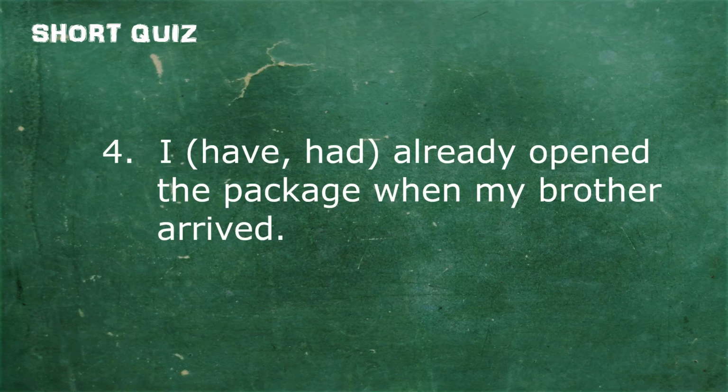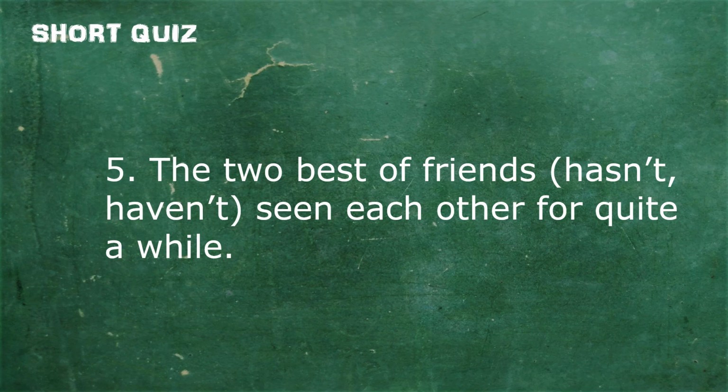Number 4, I have had already opened the package when my brother arrived. So the answer is had, because this sentence is in the past perfect tense. There are two actions here. I already opened the package, and the second action is when my brother arrived. So the verb should be had. And number 5, the two best of friends haven't seen each other for quite a while. So the correct verb here is haven't. This sentence is in the present perfect tense, but the subject is two best of friends. So two, meaning it's more than one, it's plural. So we use the auxiliary verb haven't.